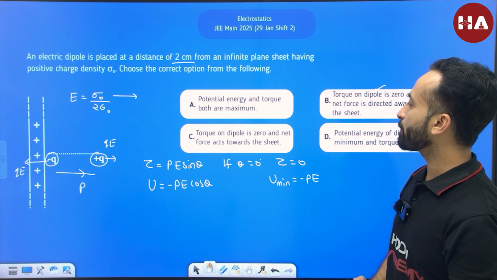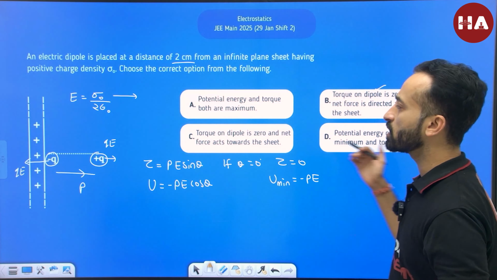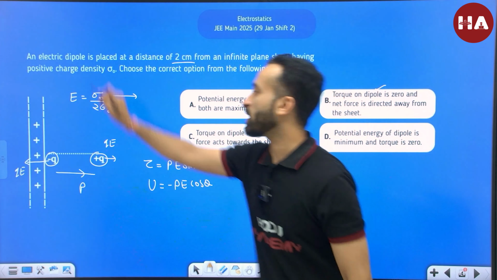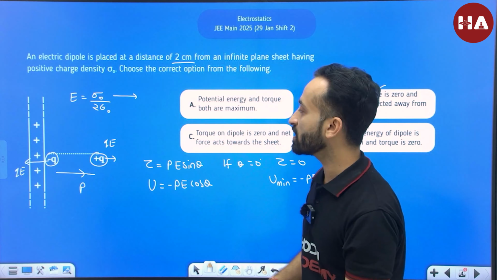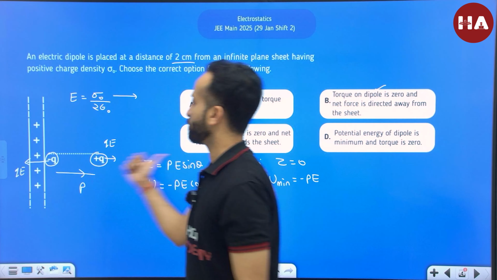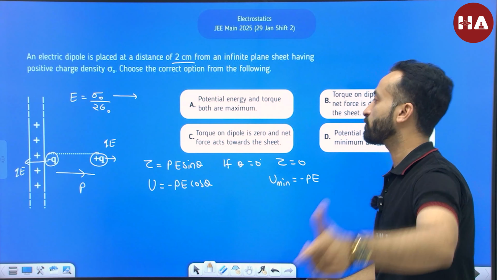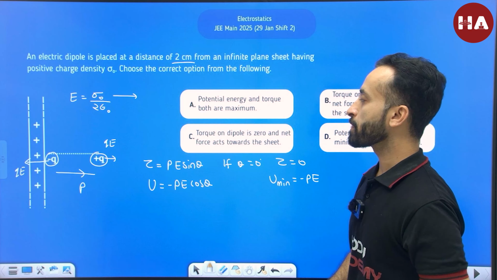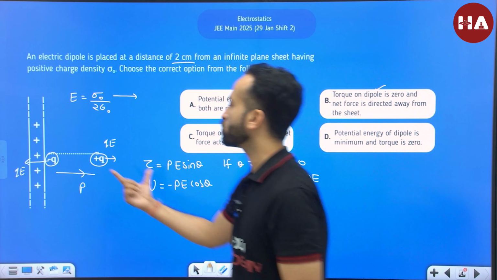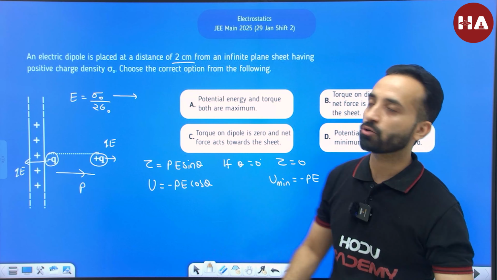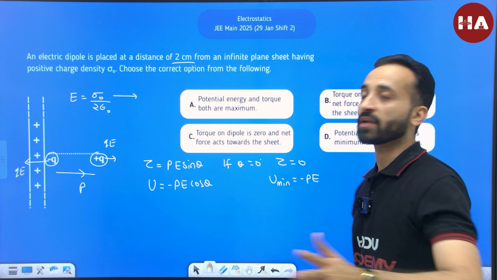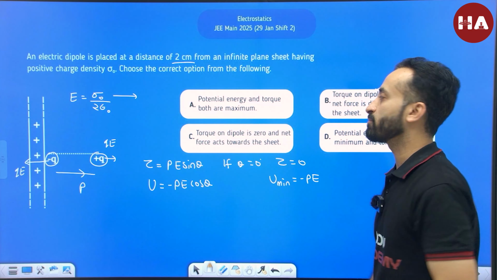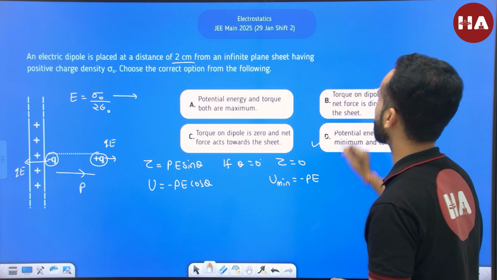So torque on dipole is 0 and the net force acts towards the sheet. So again, yes, this could have been true if this would have been a line charge. If it would have been a line charge, then this attractive force would have been greater than the repulsive force. In that case, option C would have been correct. Let's discuss that also. But right now it's not true because these two forces will eventually cancel out each other because it is a uniform field. For a line charge, it is a non-uniform field, and in that case the answer could have been C. But right now the only choice left is D.